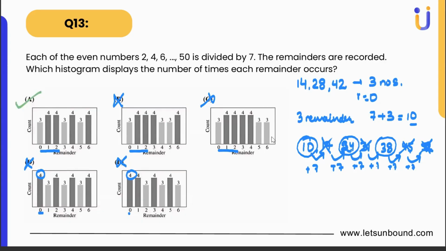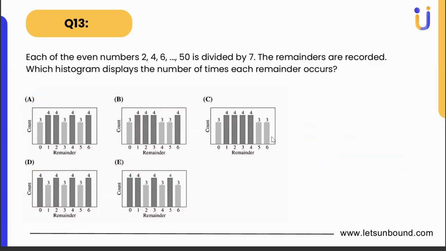So instead of finding out the remainders and then making a histogram, I compared the different options and used the strategy of going by the options. Let's look at the next question now.